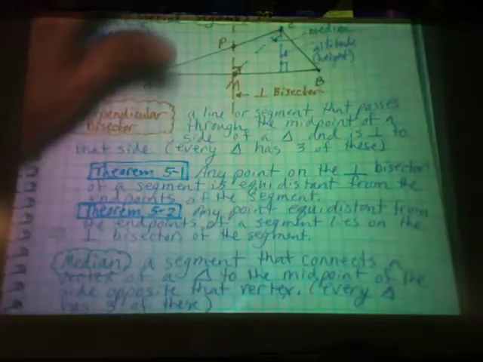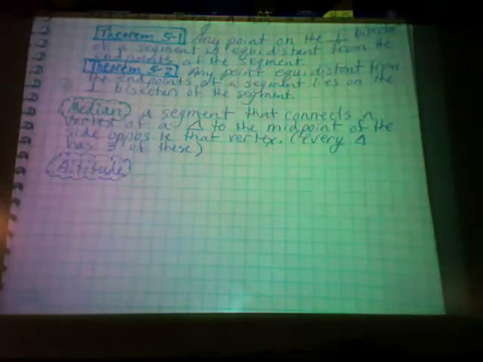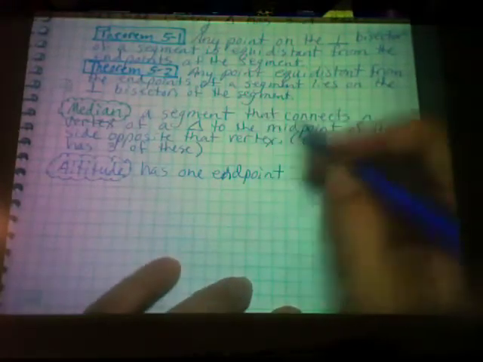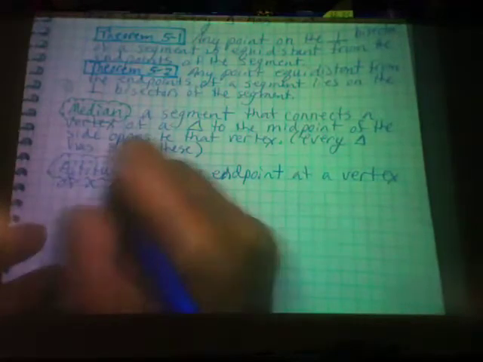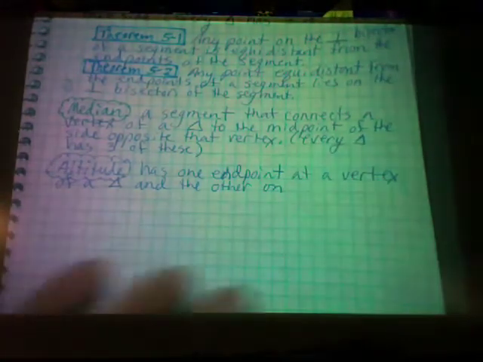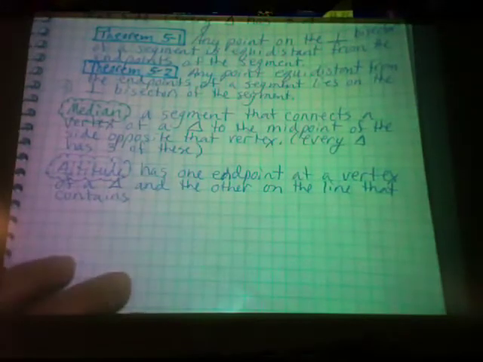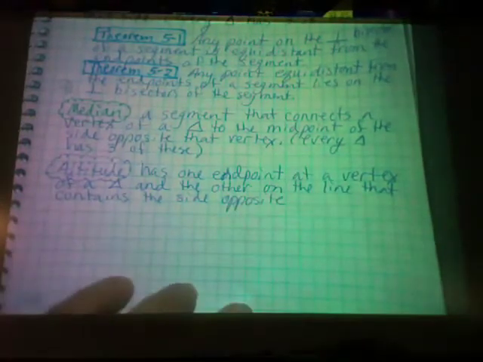All right, so look at how the definition is slightly different. So let's write it down. Altitude. All right, an altitude has one endpoint at a vertex of a triangle, and the other on the line that contains the side opposite that vertex.